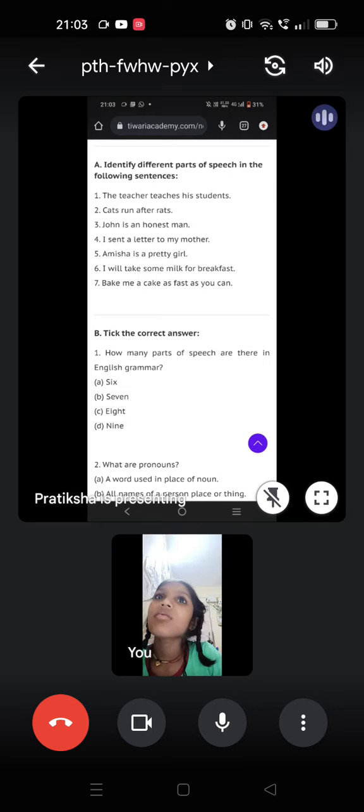Very easy. Just now I told you the similarities between a conjunction and a preposition. What is it? Preposition, it is, na? Cats run after rats. I told you, na? Cats is a noun. Rats is also a noun. And after is joining the two words, right? So what will after be? Not conjunction, preposition. Repeat. Preposition.